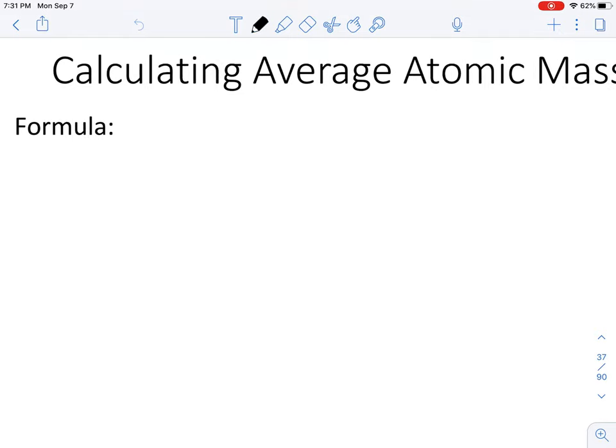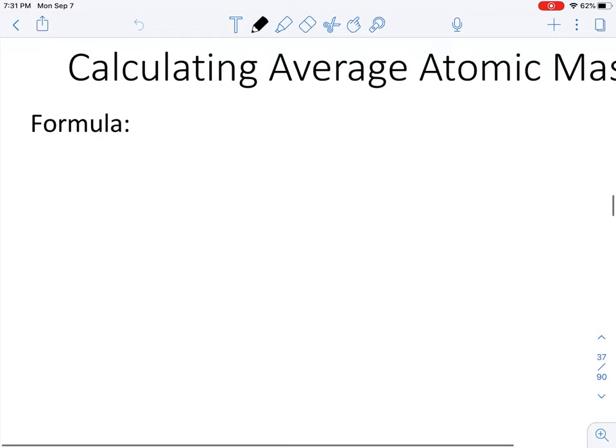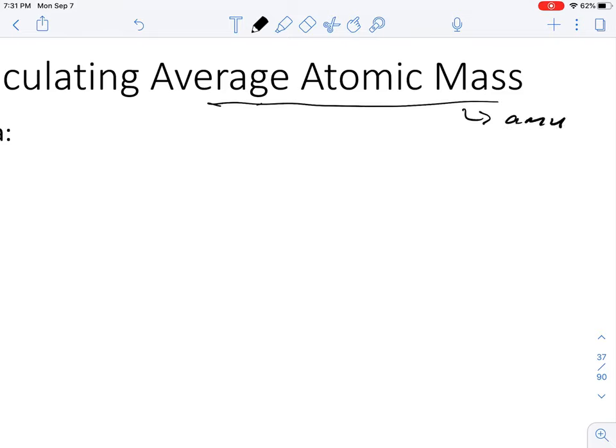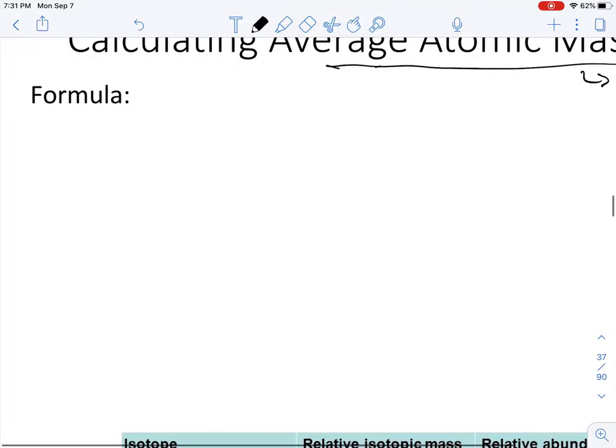And so the average atomic mass, the unit for the average atomic mass is going to be AMU. Okay, so that's going to be our unit for the average atomic mass. To calculate the AMU of any element, it's simply the weighted average of all of the isotopes. Now, the way that we're going to calculate the weighted average is not like how we do it generally in math, where we add up all the numbers and then we divide it by the number of trials or the number of items within that set.